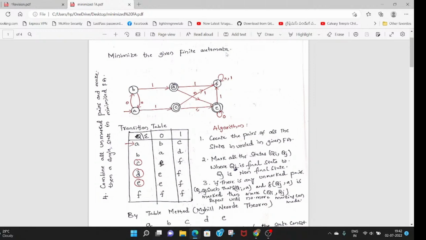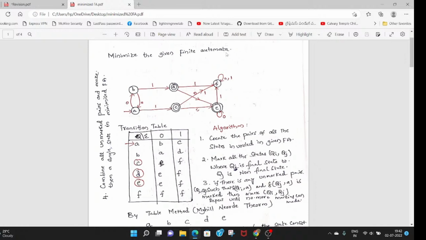you have to draw a transition table first. So this is a transition table that represents the given transition diagram, or state diagram. Now we go with an algorithm first, then we will solve this particular problem and try to minimize it as much as possible.